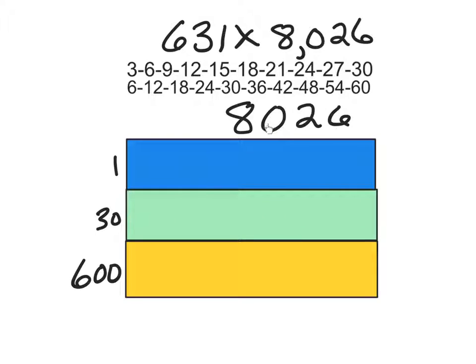1 times any number, in this case 8,026, will give you that exact same number. So I'm going to just drop the 6, the 2, the 0, and the 8, and bam, I'm all done with that area box. Now I'm moving down here, and 0 times any number, in this case 8,026, will give you 0 right here. And that's also a place value holder for the 1s column because we already took care of that with the 1, right?